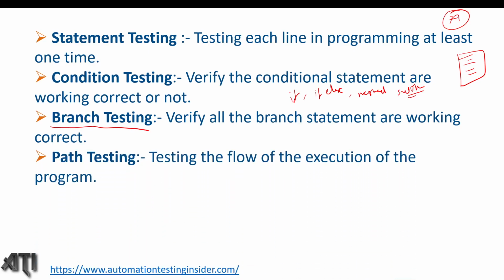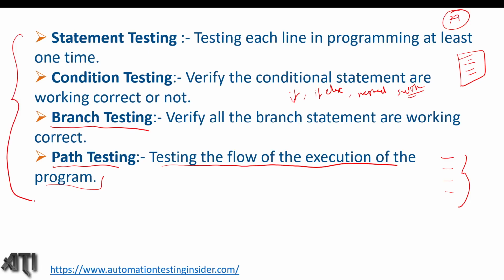Another one is path testing: testing the flow of the execution of the program. Basically, we test the flow of the execution of the program in path testing. The developer will use some workflow for their development, for module A, for example. Everything should be in a proper manner, meaning the execution flow of the program is proper, as part of this path testing. So these are the four structural testing techniques: statement, condition, branch, and path.